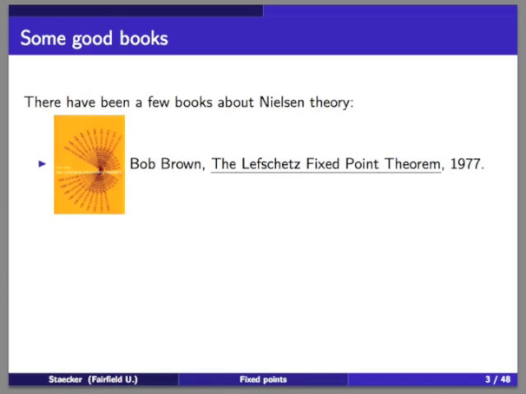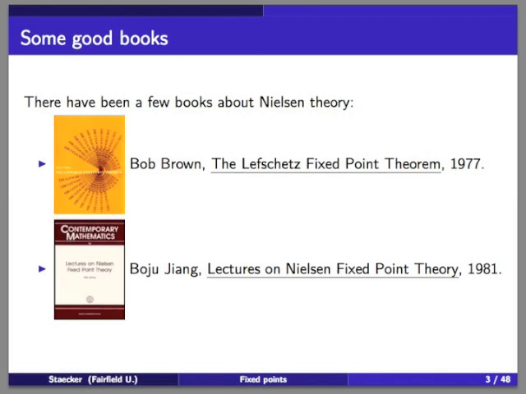Okay, so I thought I'd start off by just talking about a few books. There have been a few books about Nielsen theory. These are kind of the principal references. The first one is Bob Brown, Lefschetz Fixed Point Theorem. The date is wrong? Yeah, I think it's 71. 71. Yeah. Okay. Sorry. All right. I hope that's my only mistake. Yes, it's kind of hard to find this book these days, but it still works.